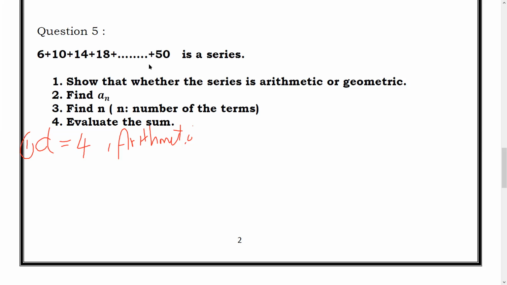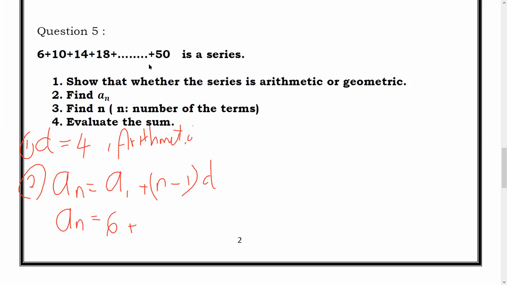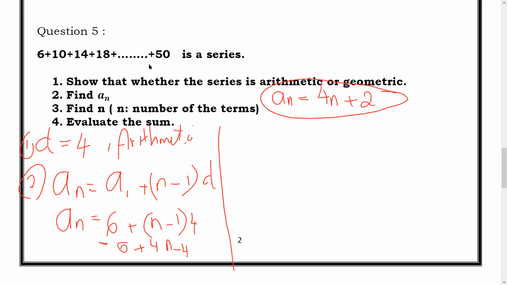The second question: find a sub n. I want you to just write a sub n. A sub n is a sub 1 plus n minus 1 times d. So a sub n is a sub 1, which is 6, plus n minus 1 times 4. So it will be 6 plus 4n minus 4. So a sub n is 6 minus 4, which is 2, so 4n plus 2. This is now a sub n.